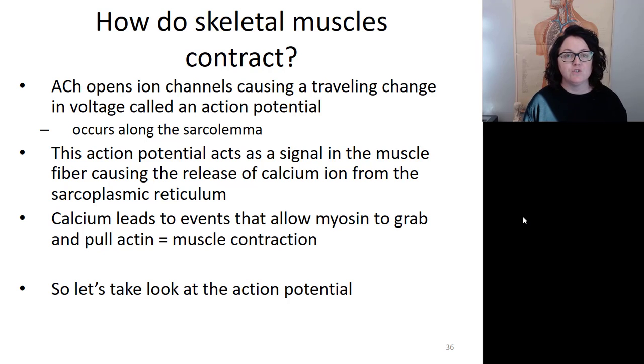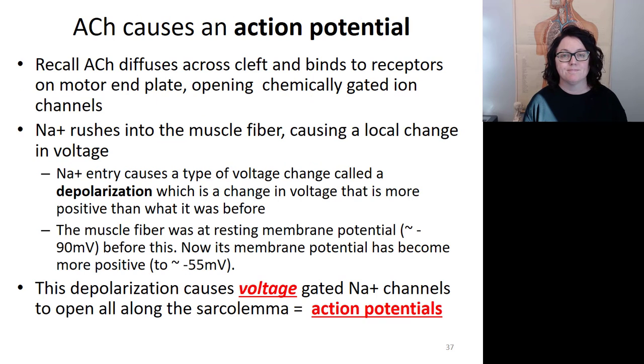This action potential is going to act as a signal in the muscle fiber, and this signal will cause the release of calcium from the sarcoplasmic reticulum. Calcium will then lead to the events that allow myosin to grab onto actin and pull, which is the actual contraction part. So let's take a look at that action potential.